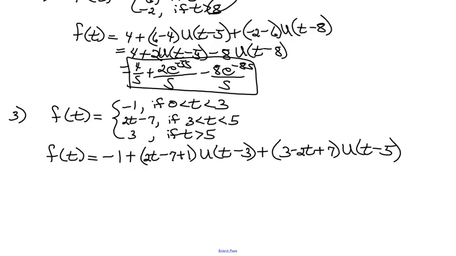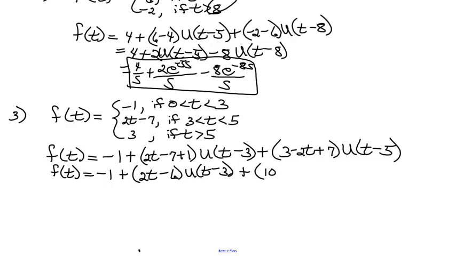And you want to simplify that. So you go ahead and do the arithmetic or the algebra of combining your like terms in each one of those coefficients. So this function becomes 2t minus 6 times u of t minus 3. And then this one is going to be 10 minus 2t, basically, times u of t minus 5.